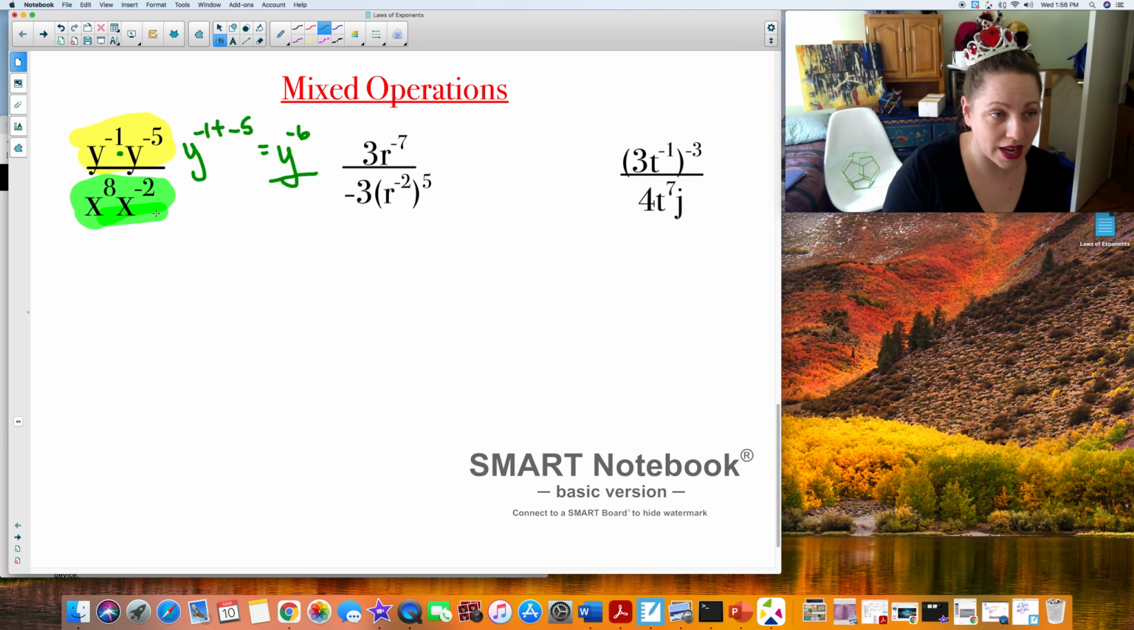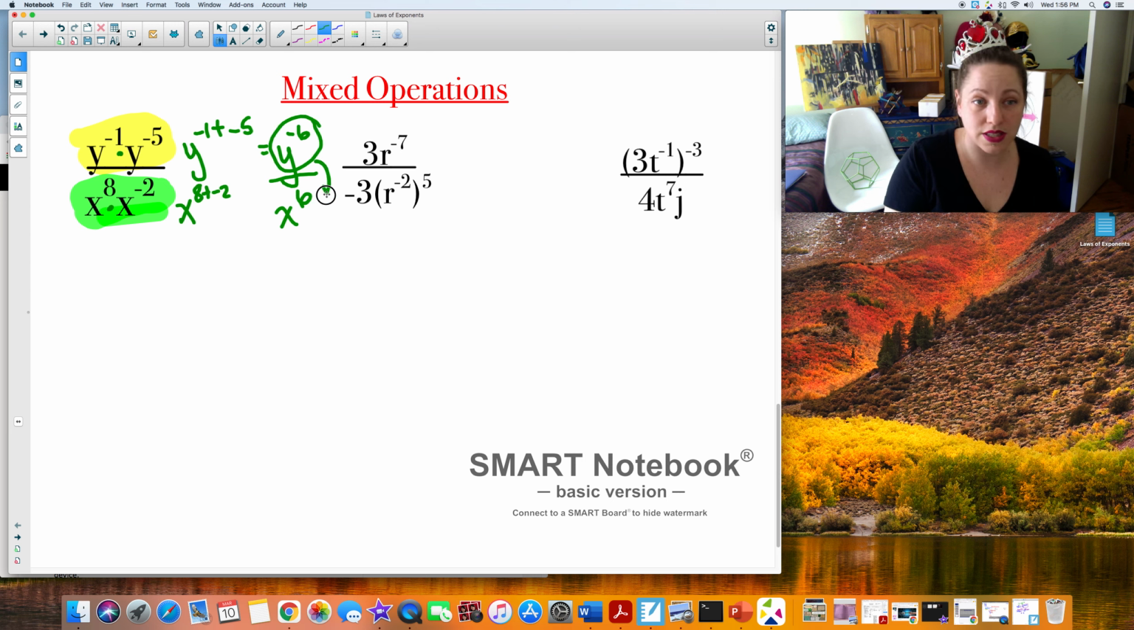Let's simplify the x's really quickly. Again, this is multiplication because they're touching, so I add. So it's really just 8 plus negative 2. That gives me x to the 6th power. I don't have to change anything because I didn't have a negative exponent. Because this one was a negative, it's going to have to go to the bottom. So it becomes 1 over x to the 6th, y to the 6th. Order does not matter. Okay, let's look at the next one here.